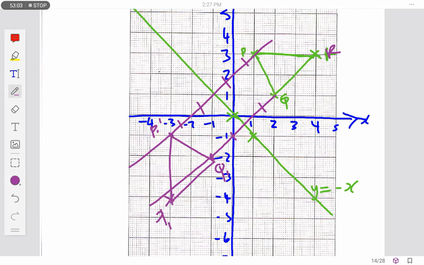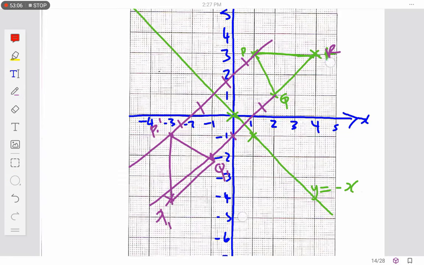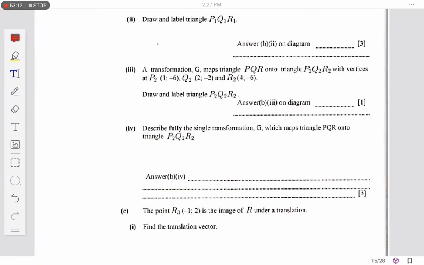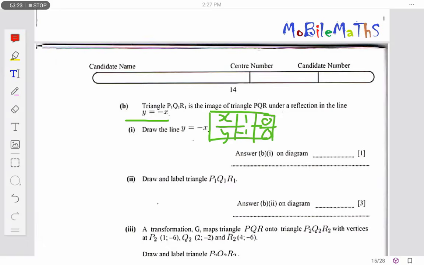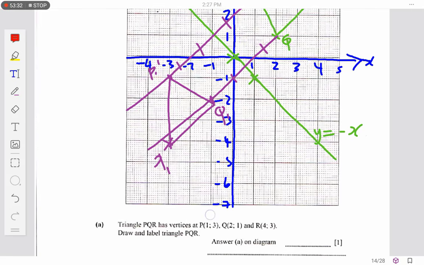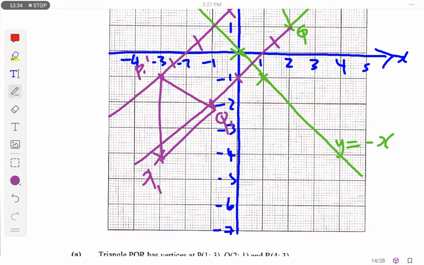Let's move on to the next question. The next question is asking us: a transformation G maps triangle PQR onto one with those vertices. So basically, let's draw and label P2, Q2 there with those vertices. Here P is now on, let me draw it, 1, -6. So this is our P2 here, 1, -6.